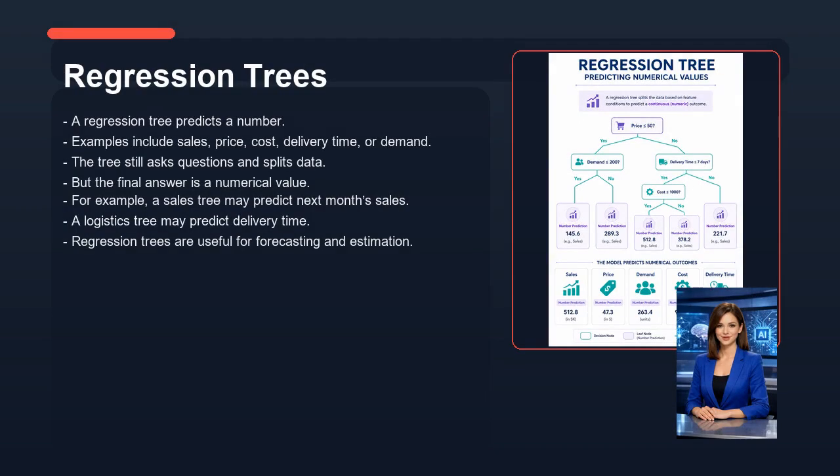Now let's look at regression trees. A regression tree predicts a number. Examples include sales, price, cost, delivery time, or demand. The tree still asks questions and splits data. But the final answer is a numerical value. For example, a sales tree may predict next month's sales. A logistics tree may predict delivery time. Regression trees are useful for forecasting and estimation.